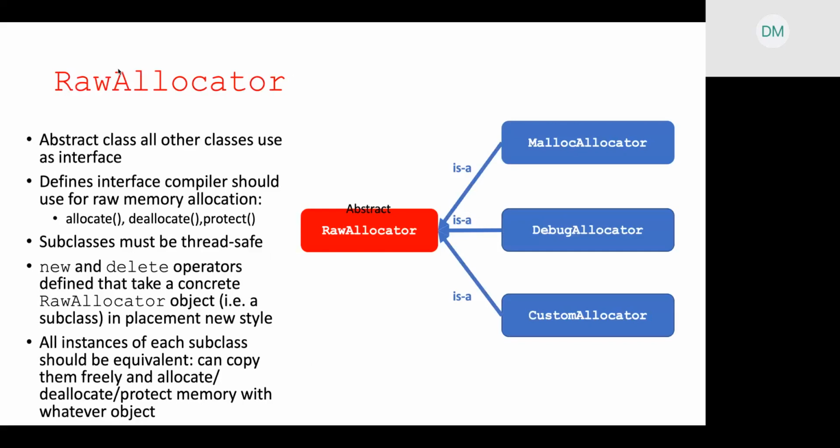RawAllocator provides some convenience new and delete operators so that you can allocate memory from a RawAllocator very easily using a placement new style, as long as you make sure to pass a reference to a RawAllocator object.